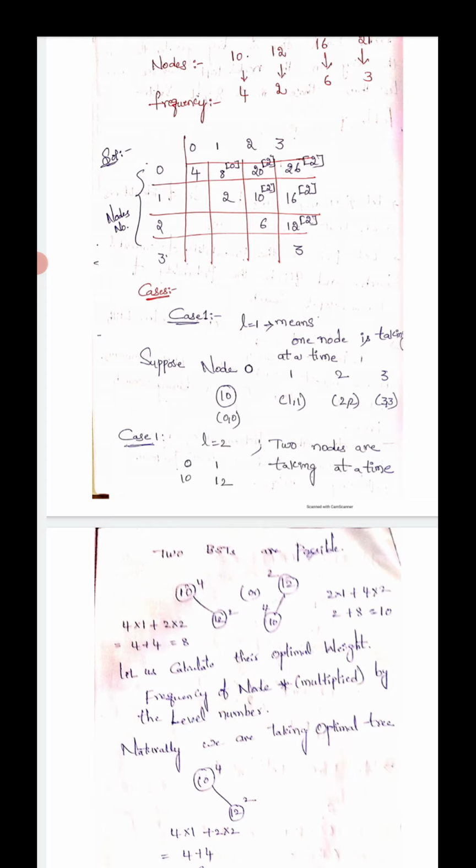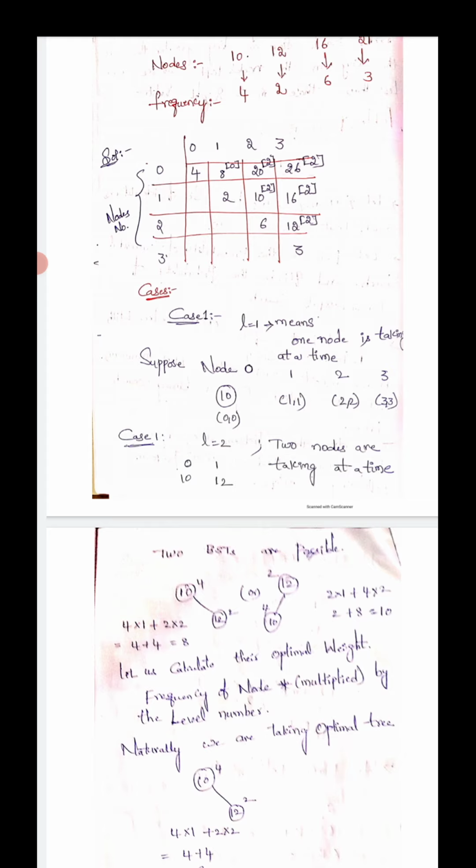Listen carefully. How do we calculate this binary search tree? Taking node frequency 4, multiplied with level 1, plus the 12th node frequency 2, multiplied with level number 2: 2 into 2 is 4, 4 plus 4 is 8. And coming to this side, 12 is the root node. The frequency is 2, multiplied with level 1, plus the 10th node frequency 4 multiplied with its level 2: 4 into 2 is 8, 2 plus 8 is 10.